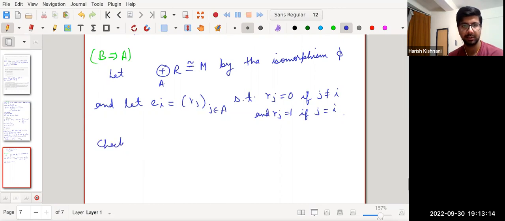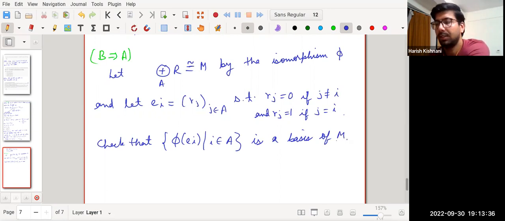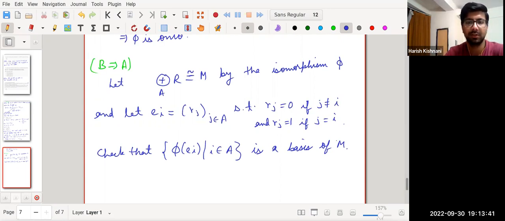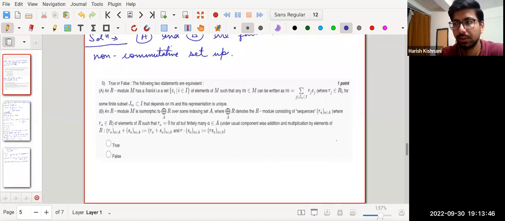Now we claim that you can check that the set of all phi of E_i, i varying over A, is a basis of L. So these two statements are equivalent. Okay, so you have this statement to be true, right? Now let us go to the next question.